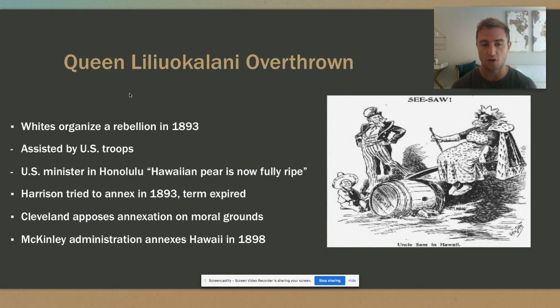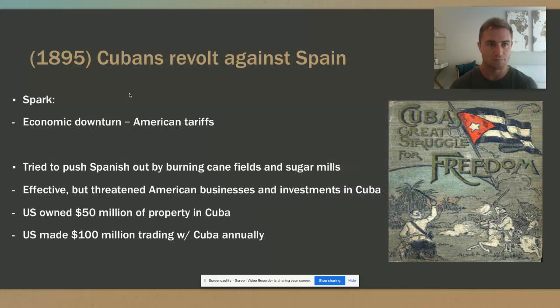Here comes Grover Cleveland for his second term. Grover Cleveland looks at the situation, sees that Americans have drastically done wrong to the Hawaiians, and so opposes annexation because he believes it's morally wrong. And it won't fully be annexed until the Spanish-American War in 1898, as the McKinley administration sees the benefits of having Hawaii, given that we're needing to send troops over to the Philippines as part of that war.